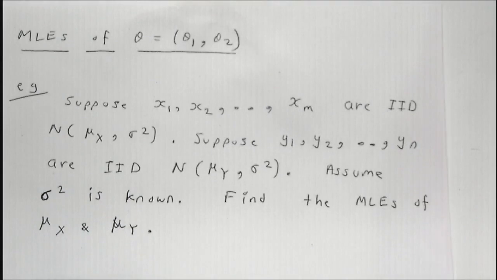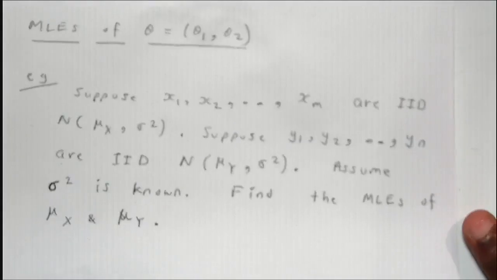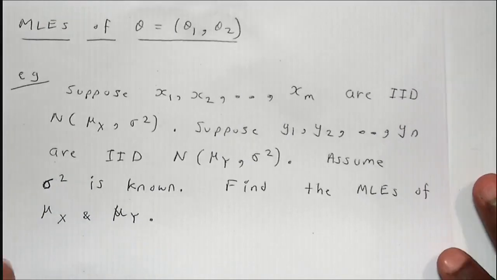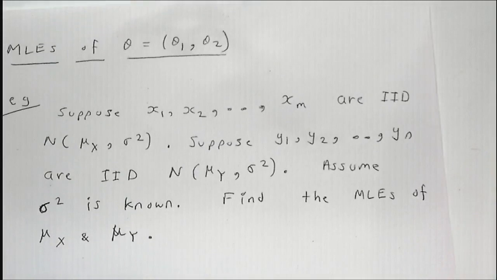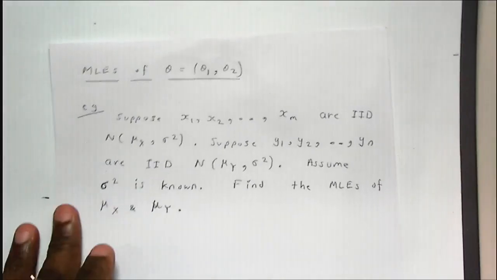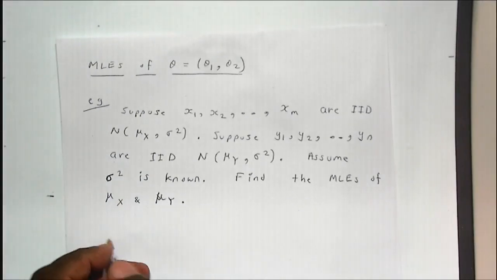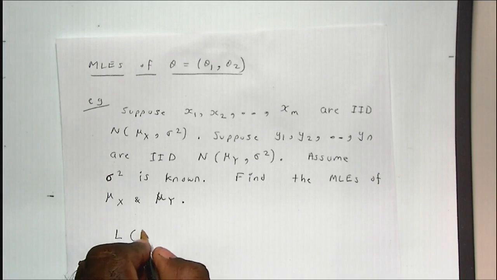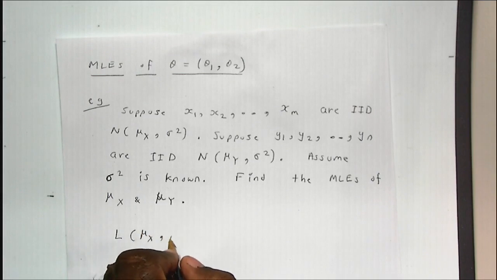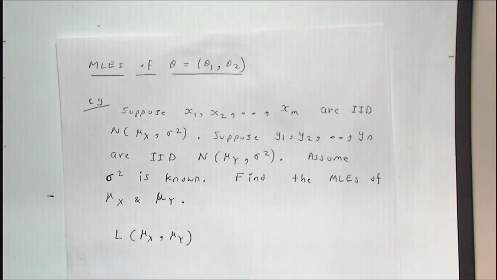So the first thing you need to do is to write down the likelihood function of the two parameters mu x and mu y, right? Because in this case, as I said, both of the parameters are not known. So the likelihood is a function of two parameters.